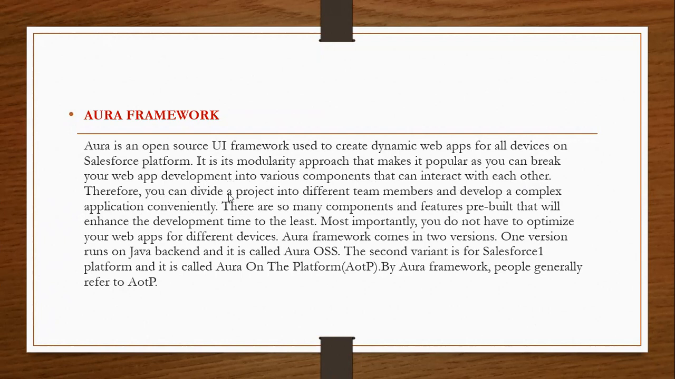Therefore, you can divide a project among different team members and develop complex applications conveniently. There are many components and features pre-built that will reduce the development time. Most important, you do not have to optimize your web app for different devices. One version runs on a Java backend, and it is called Aura OSS.